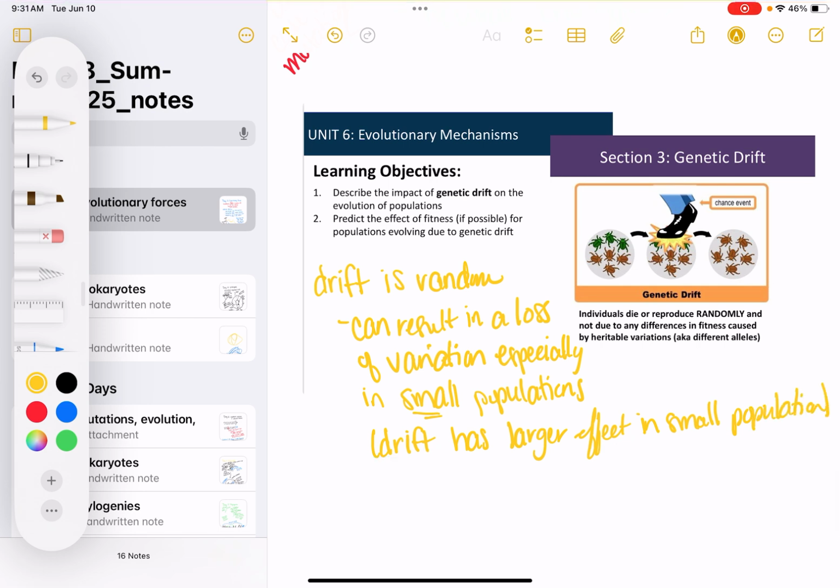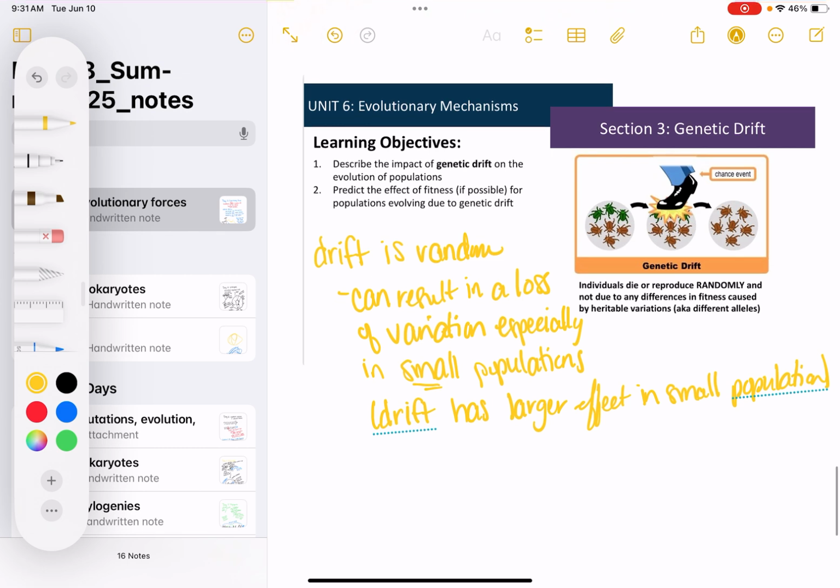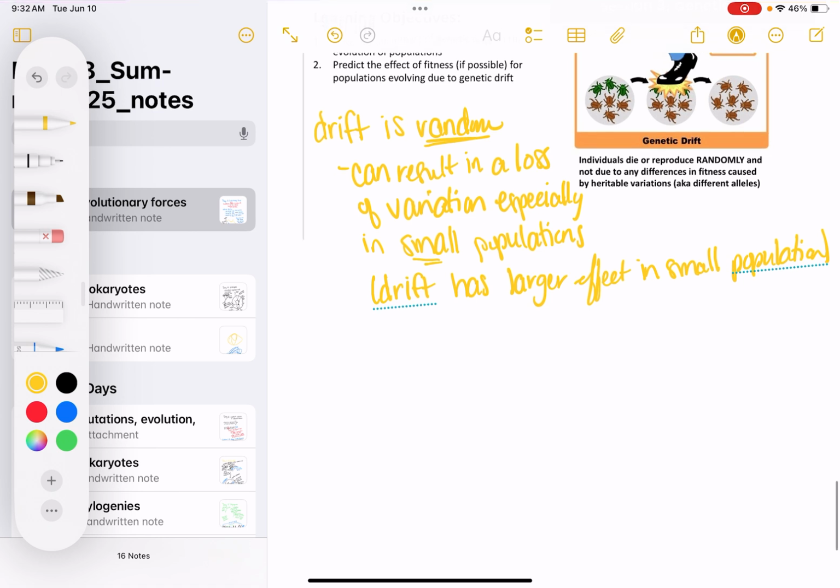Okay. So drift is random. It can result in a loss of variation. Sometimes this can take a lot of time, or it can be pretty fast depending on the size of the population. And predicting the effect on fitness, if possible, it's random. I can't really predict the effect on fitness.